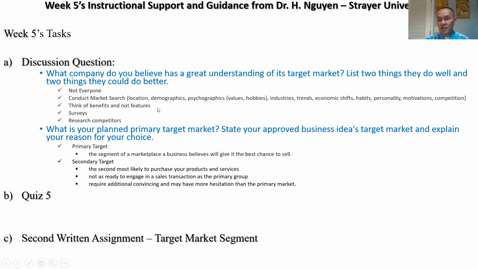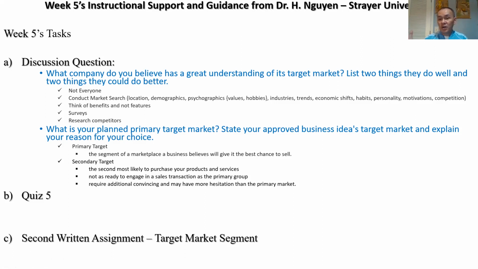Focus on the demographics: the age, racial background, income level, gender. Those are the demographics, okay? Focus on the psychographics. The psychographics will be like, what are the values that they want? What value proposition will your products or services give to the potential buyers? Look at what hobbies they like to do. Look at the current trends, the current industry, the economic shifts.